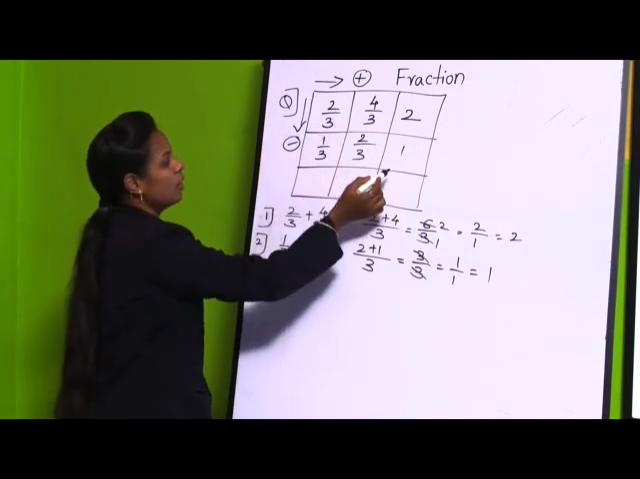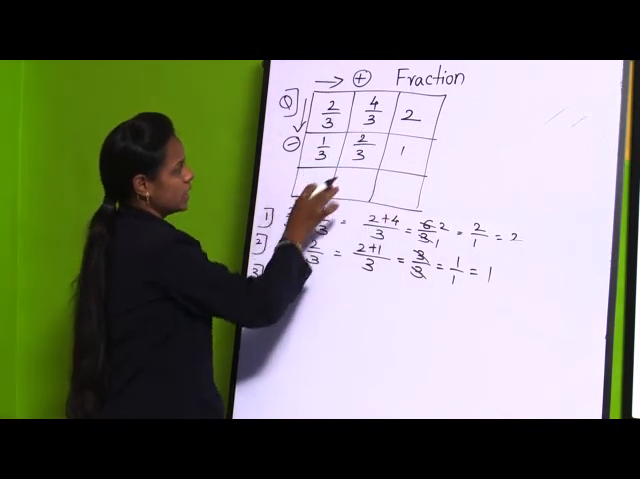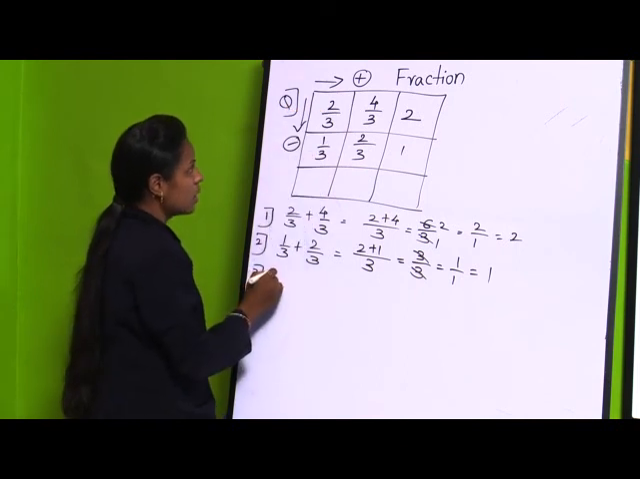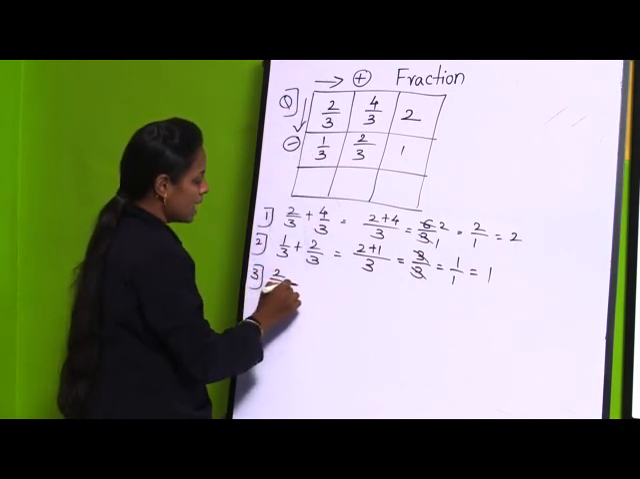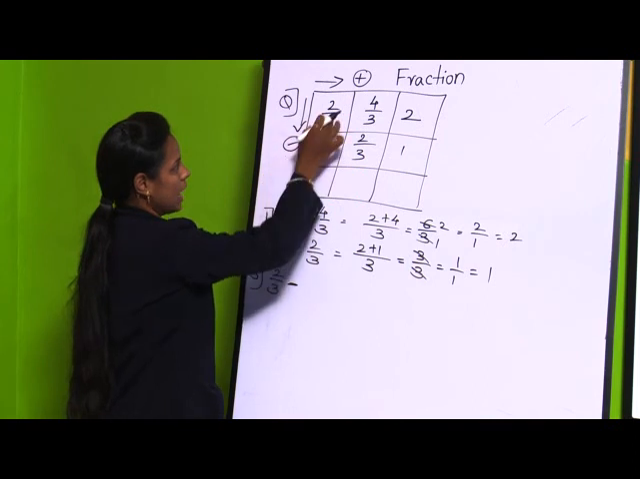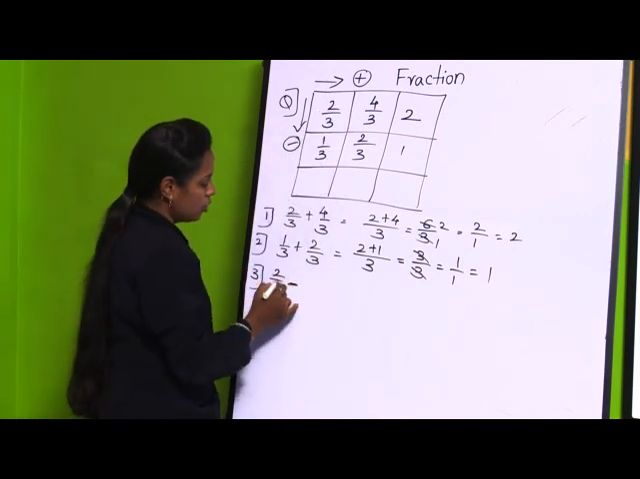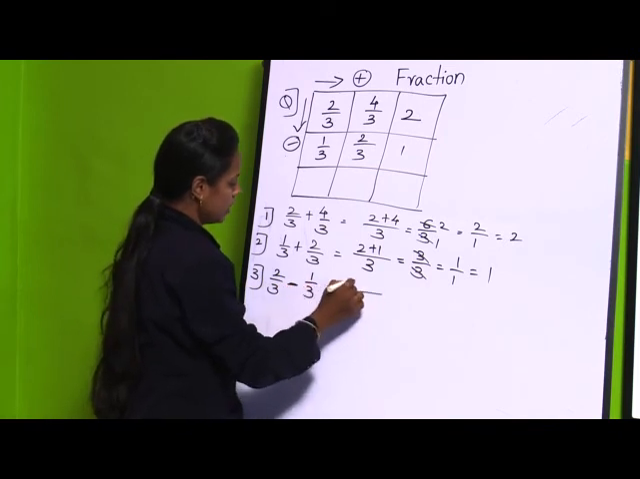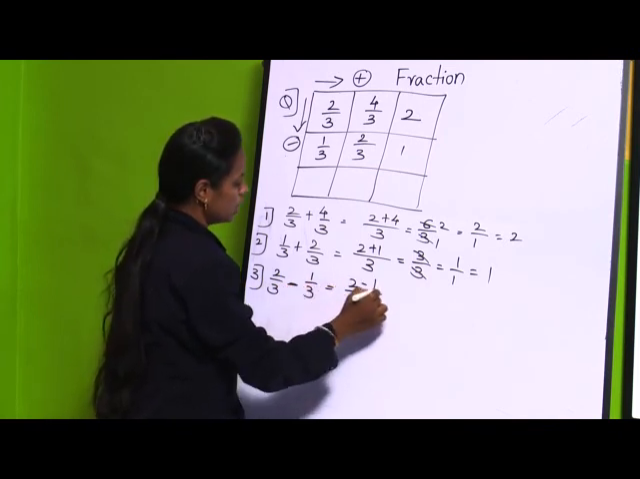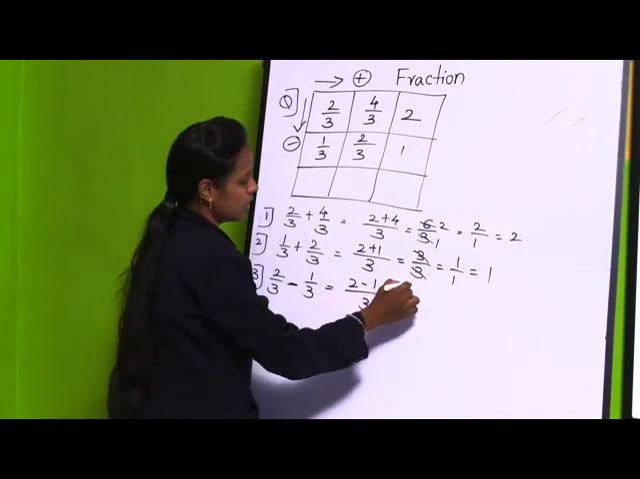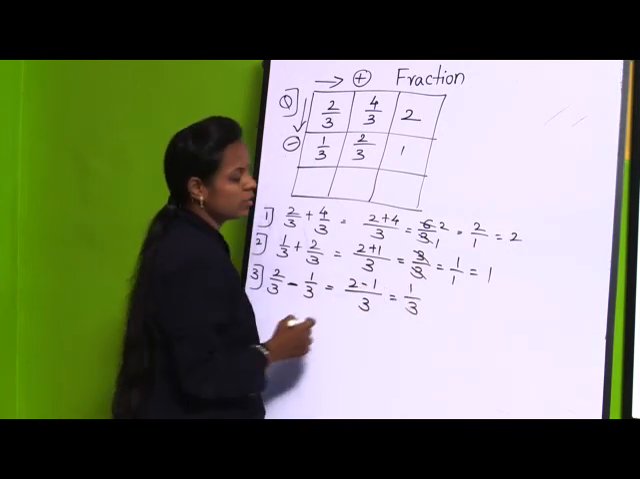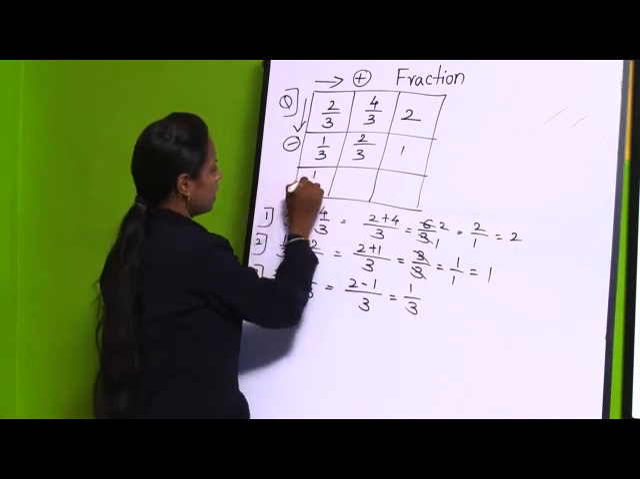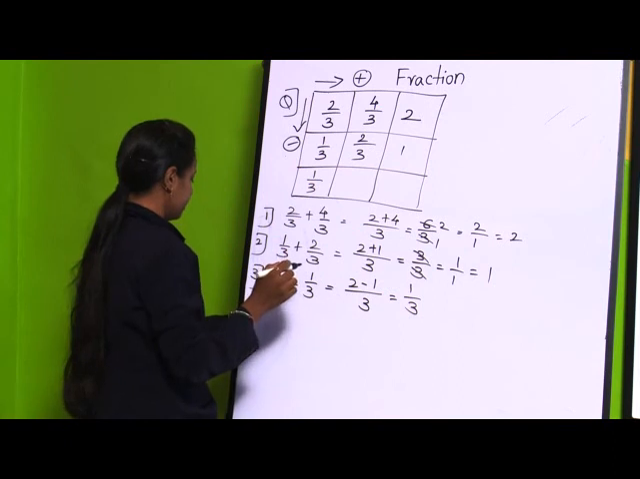Now to find this we need to solve this first. So let us solve now the subtraction going vertically. 2 by 3 minus, now we are going to do subtraction as we are doing it vertically. So 2 by 3 minus 1 by 3, 2 minus 1 upon 3, 2 minus 1 is 1 upon 3. Okay. So we got the answer here, 1 upon 3.